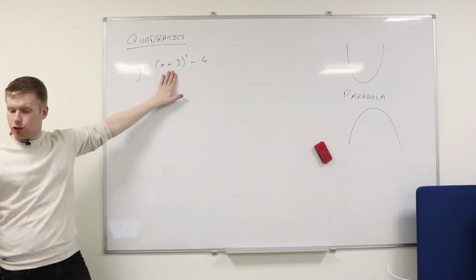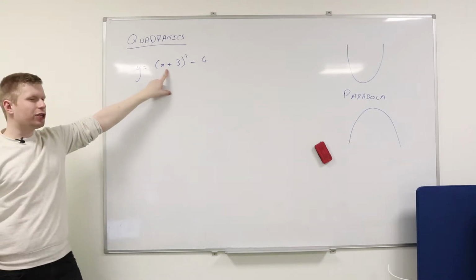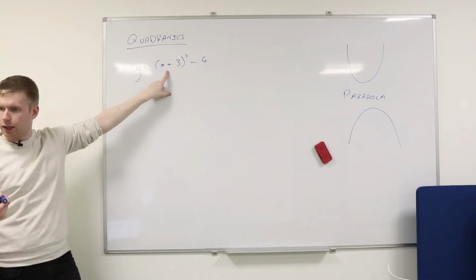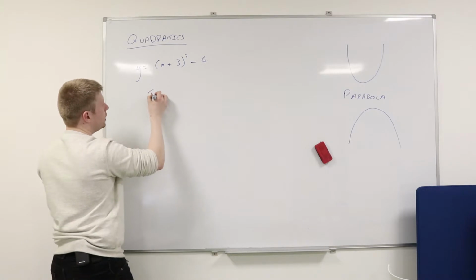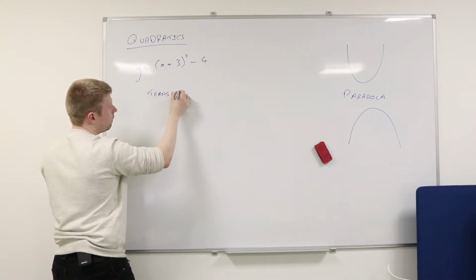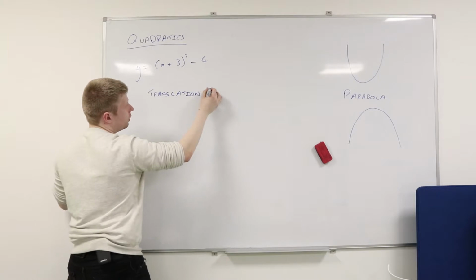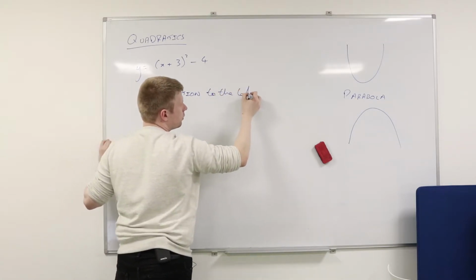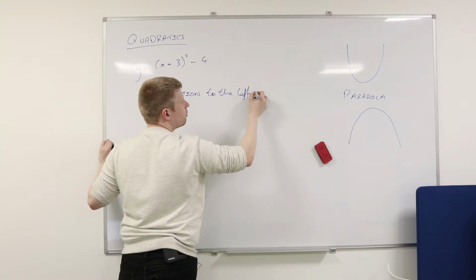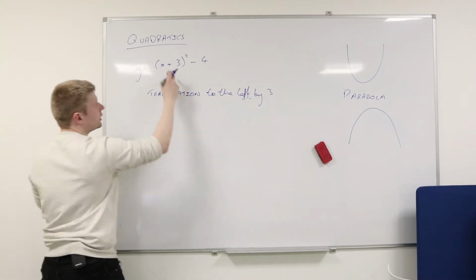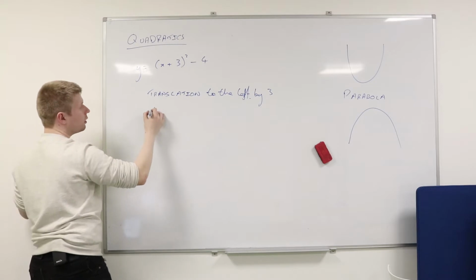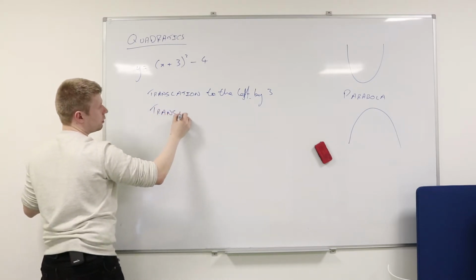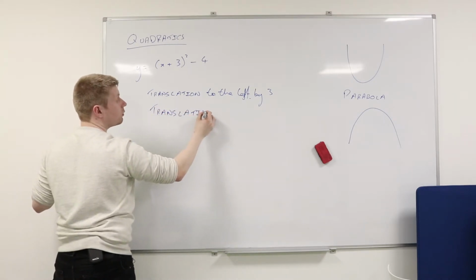Good, so you're seeing the x plus 3, and you're going, haha, I think it should be 3 to the right, but I know better, it's 3 to the left. Okay, so it's a translation to the left by 3. What's the negative 4 doing? 4 down, right?